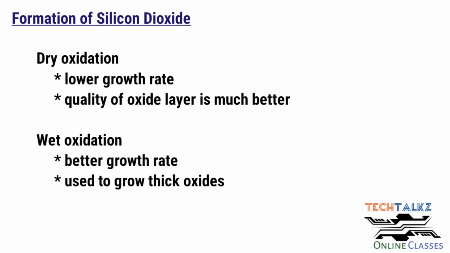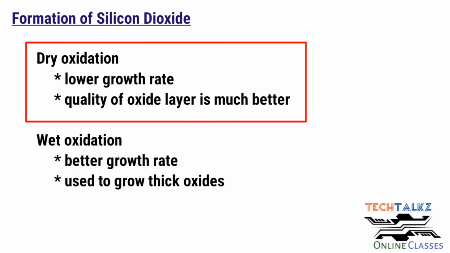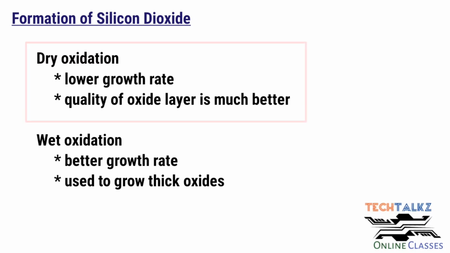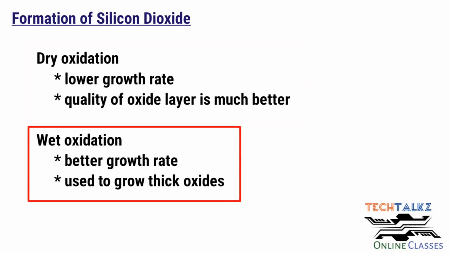If we compare these two methods, dry oxidation and wet oxidation, dry oxidation has a lower growth rate compared to wet oxidation. But oxide layer quality is much better in dry oxidation. Since wet oxidation has a better growth rate, it is generally used to grow thick oxides. Thick oxides will act as insulators or passivation layers.